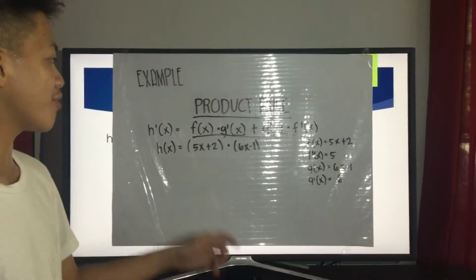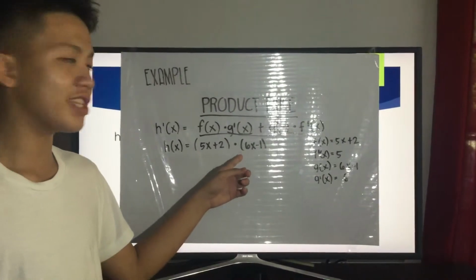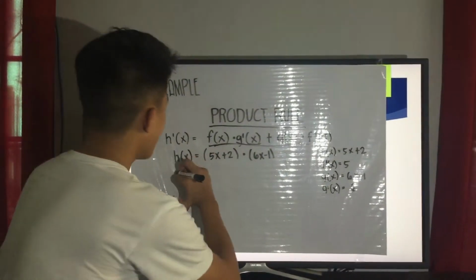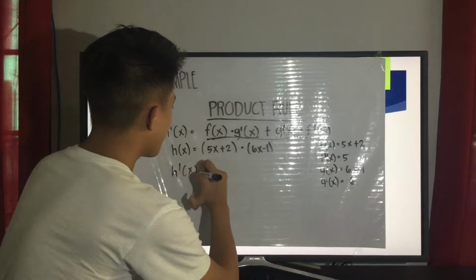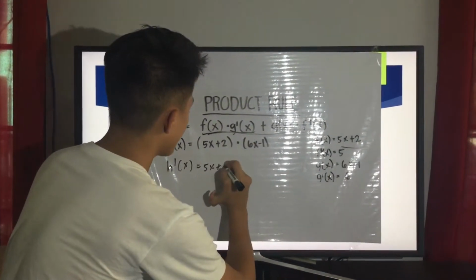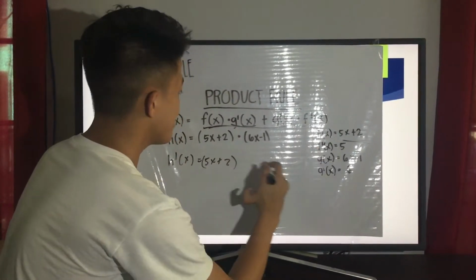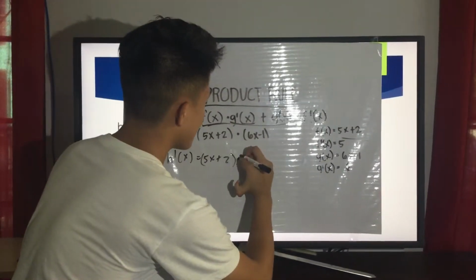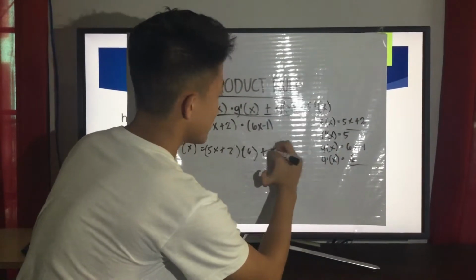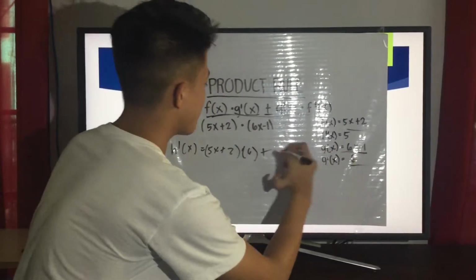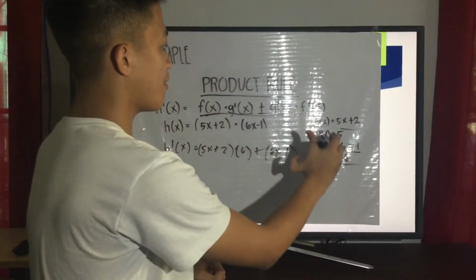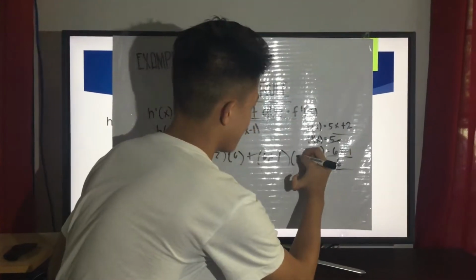H of x is equals to the quantity of 5x plus 2 times the quantity of 6x minus 1. So in our formula, it states that h prime of x is equals to the f of x, which is 5x plus 2, then times the g prime of x. G prime of x is 6 plus the g of x, which is 6x minus 1 times the f prime of x, which is 5.